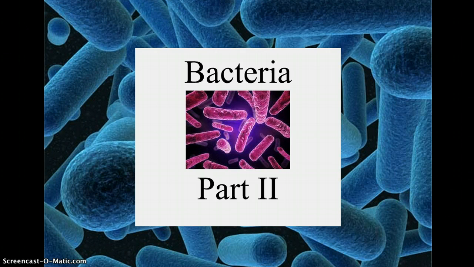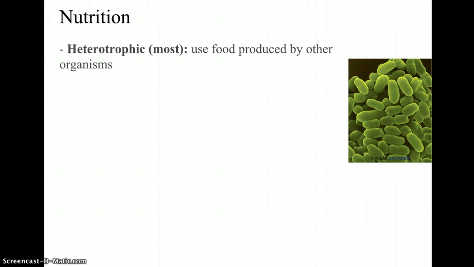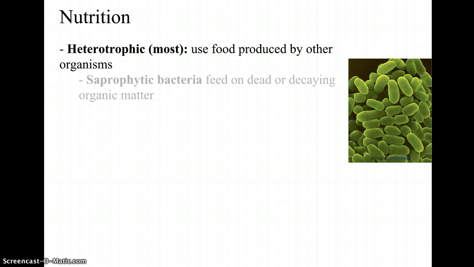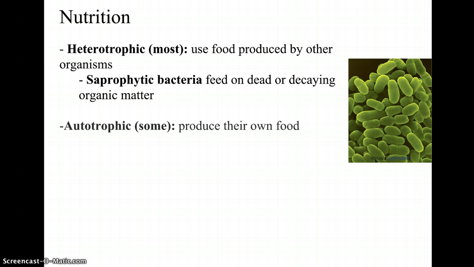Last session we ended talking about the different ways in which we classify eubacteria. We can also classify bacteria based on where they get their nutrition from. Heterotrophic bacteria, a term you're probably familiar with, use food produced by other organisms. Saprophytic bacteria specifically feed on dead or decaying organic matter, and they're pretty important to our ecosystems.